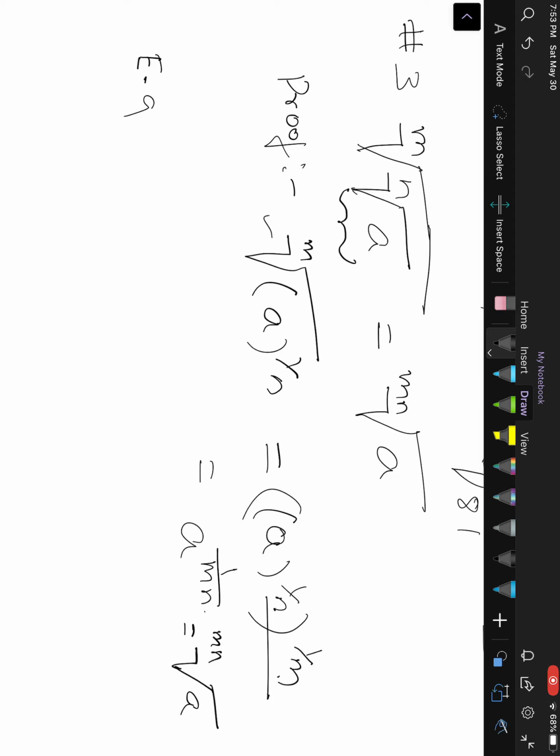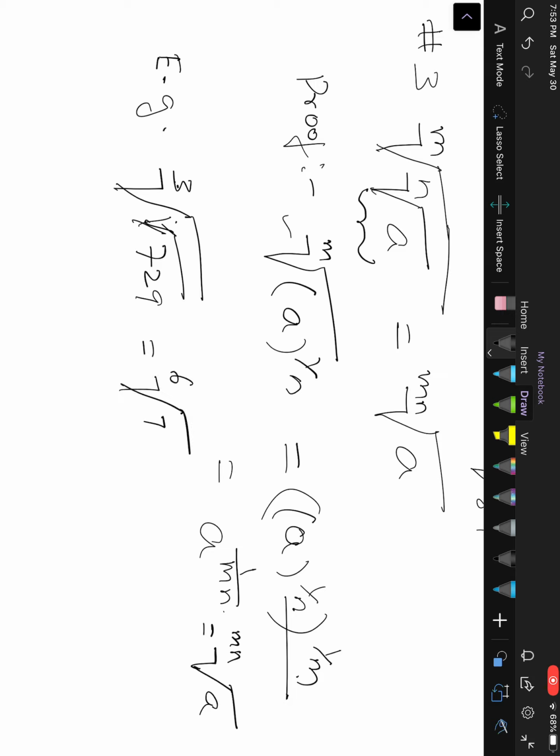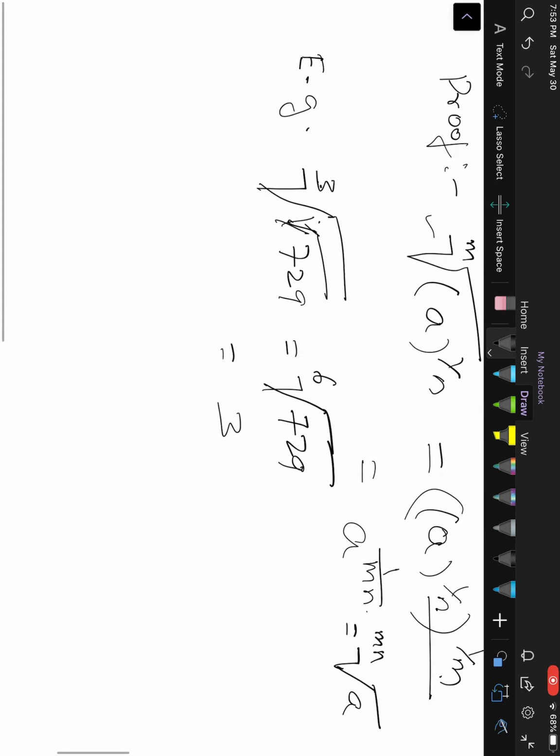So for example again, suppose I consider the cube root of the square root of 729. So this is nothing but 1 by 2, and this is nothing but 1 by 3, or 2 and 3. So you can write this as the 6th root of 729. So that is nothing but 3.